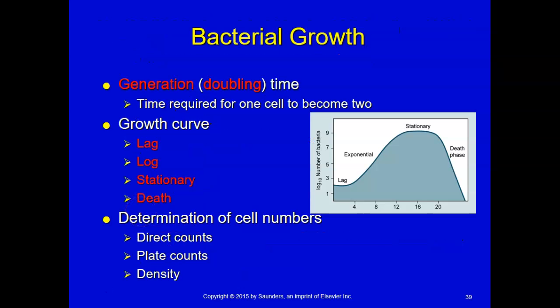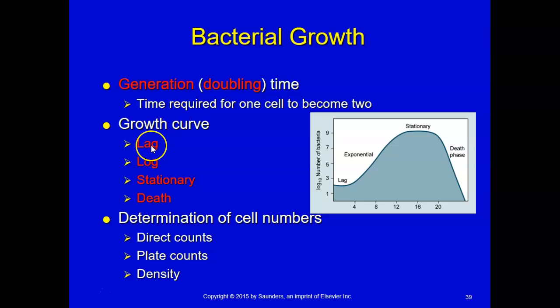Next, we need to talk about bacterial growth. So we talked about the generation or doubling time of E. coli, that it takes about 20 minutes for E. coli to replicate once. So the generation or doubling time is the time it takes for one bacterial cell to divide into two cells. And there are 4 phases of growth. And you'll see this growth curve perhaps on the boards.